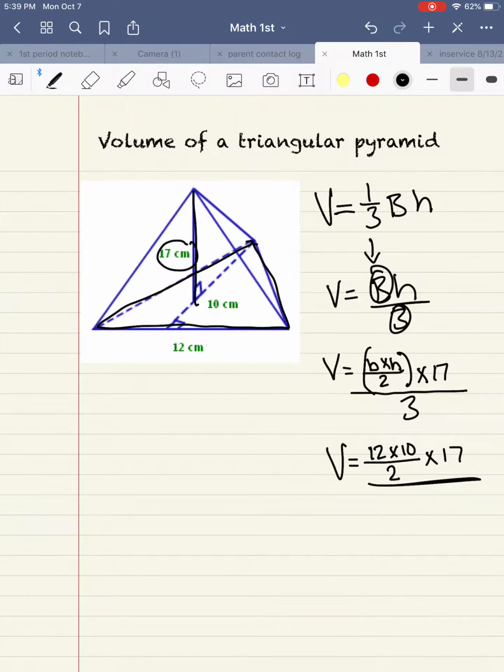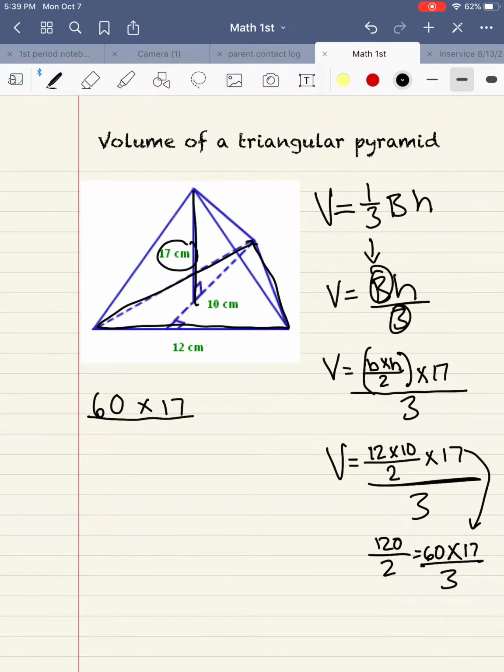So 12 times 10 gives me 120. I divide that by 2, and that gives me 60. And we multiply that 60 times 17, and all of that will be divided by 3. So let me bring this up again over here. Now 60 times 17 divided by 3 will give me my volume.